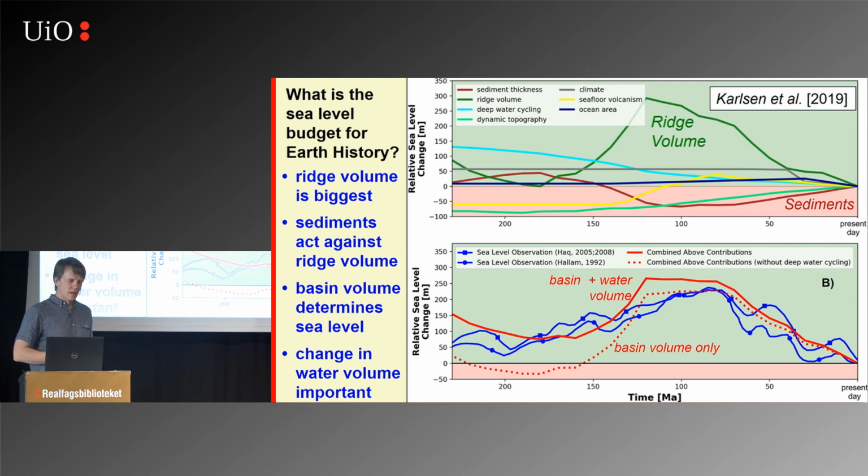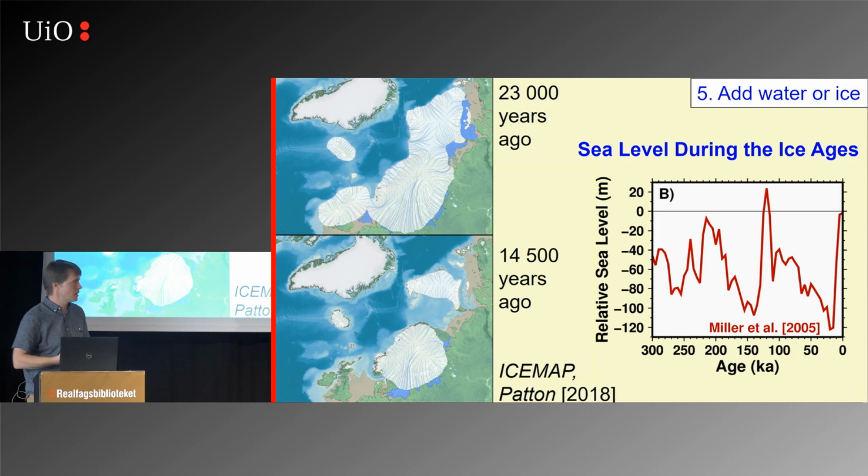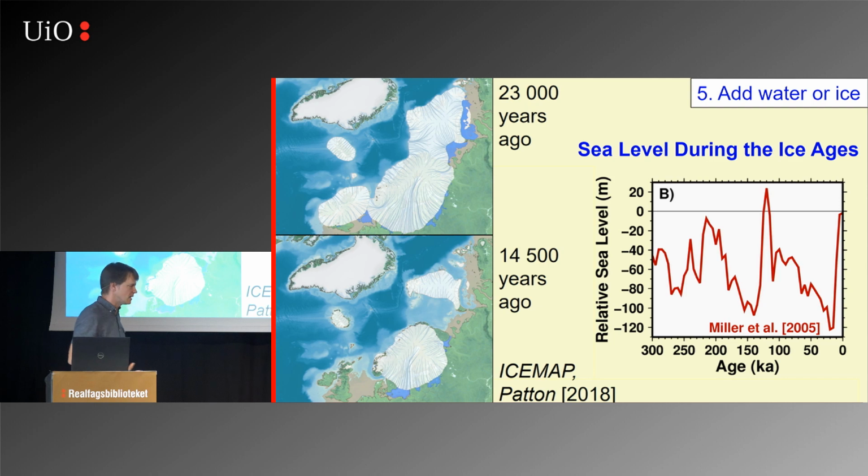Okay. I want to move towards more recent times. And what I'm showing you here is the ice age. I already said that this sea level curve for the past several 100,000 years is associated with the growth and the shrinkage of the ice sheets. Here's a map of the ice sheets that were shrinking around this location, or actually around here.